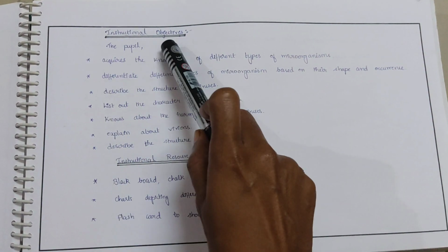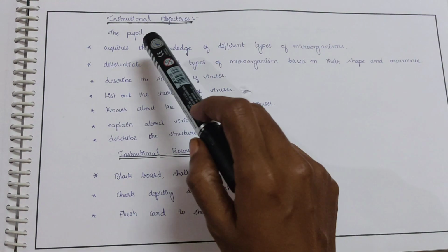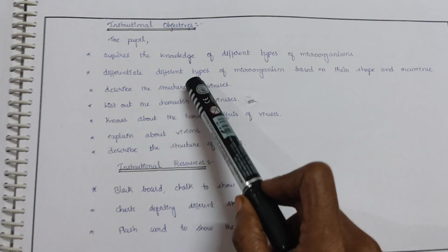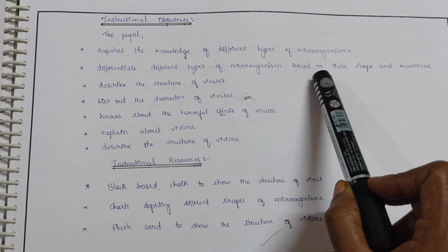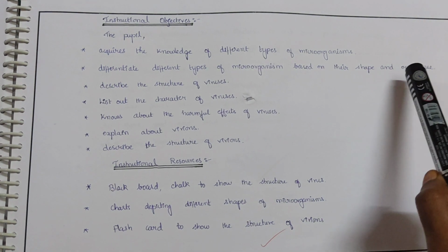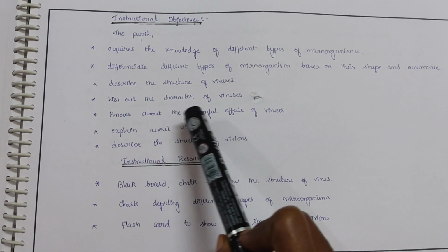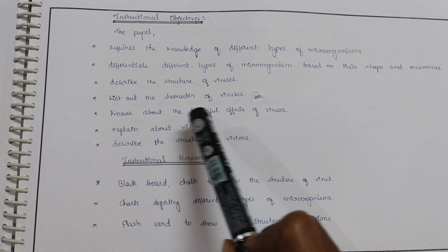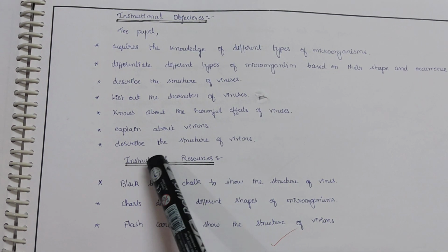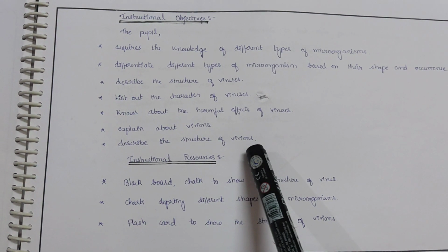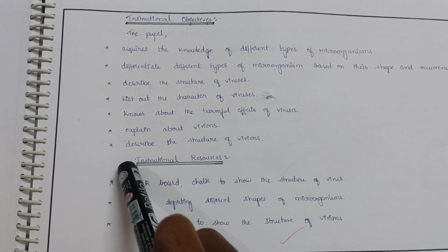So we are going to start with the subheadings. The first one is instructional objectives. We have to start like: the pupil acquires the knowledge of different types of microorganisms. Differentiate different types of microorganisms based on their shape and occurrence. Describe the structure of viruses. List out the characters of viruses, know about the harmful effects of viruses, explain about virions, describe the structure of virions. Actually, for instructional objectives you will have to put down about 6 to 7 points.